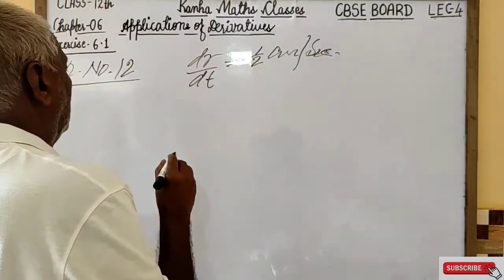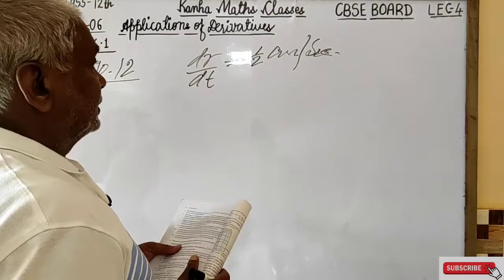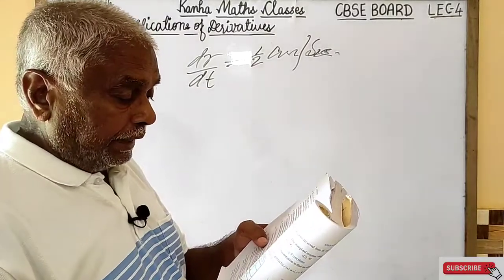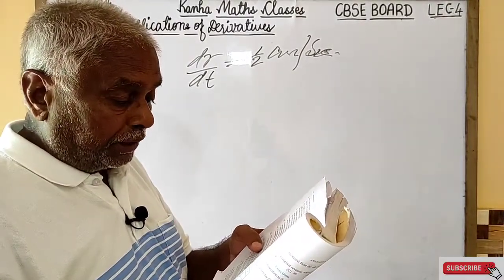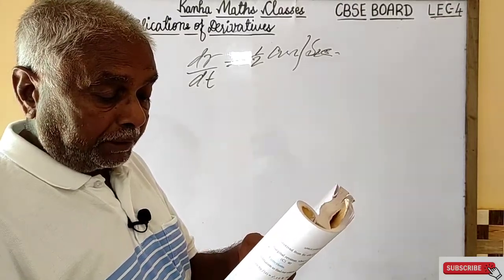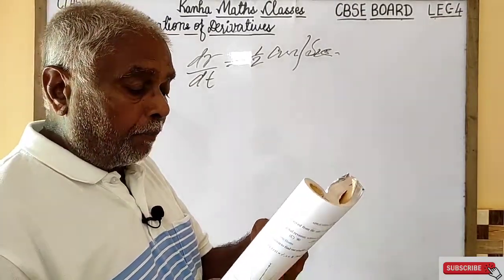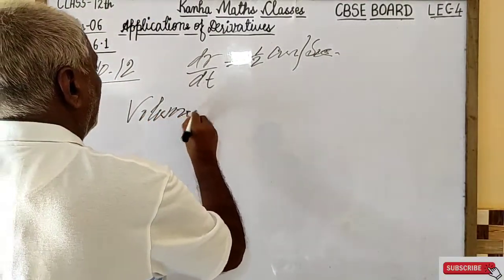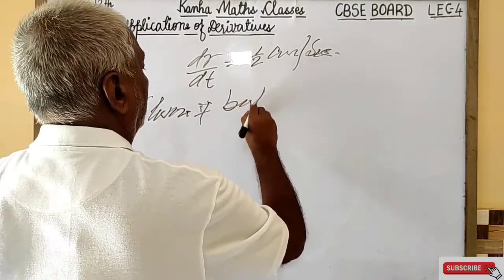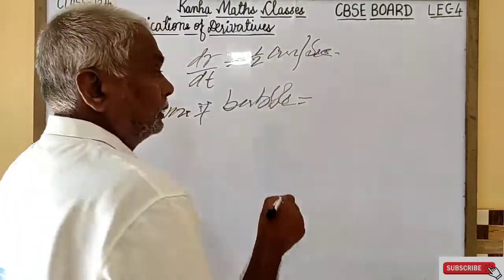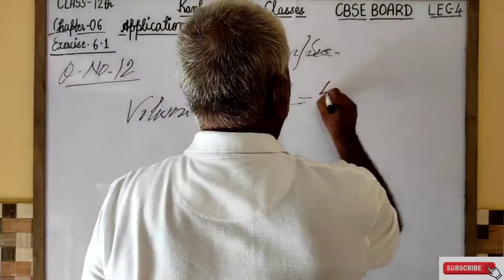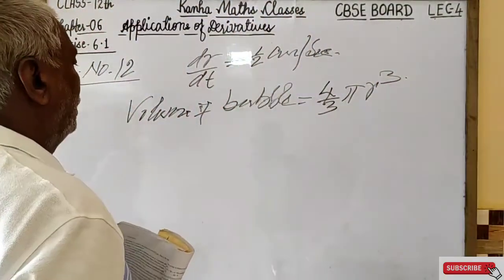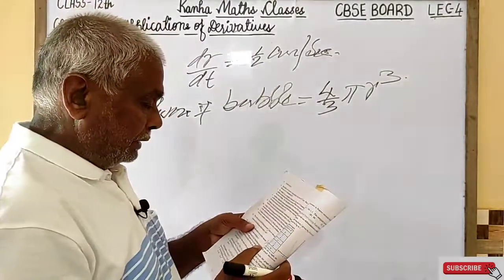It's obviously clear that the bubble is spherical in shape. The question says that the radius of the bubble is increasing at 1 by 2 centimeter per second. At what rate is the volume of the bubble increasing? Clearly, this will be spherical, hence its volume will be 4 by 3 pi r cube.